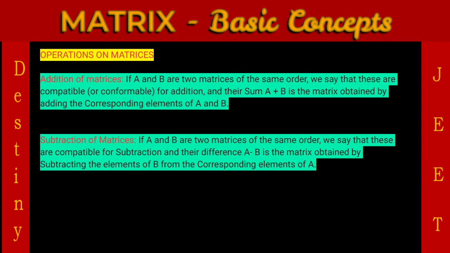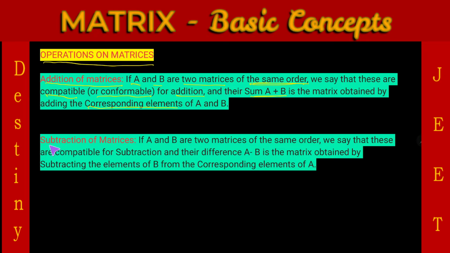Now we'll study about operations on matrices. Number one is addition of matrices. If A and B are two matrices of the same order, we say that these are compatible or conformable for addition, and their sum A plus B is a matrix obtained by adding the corresponding elements of A and B.